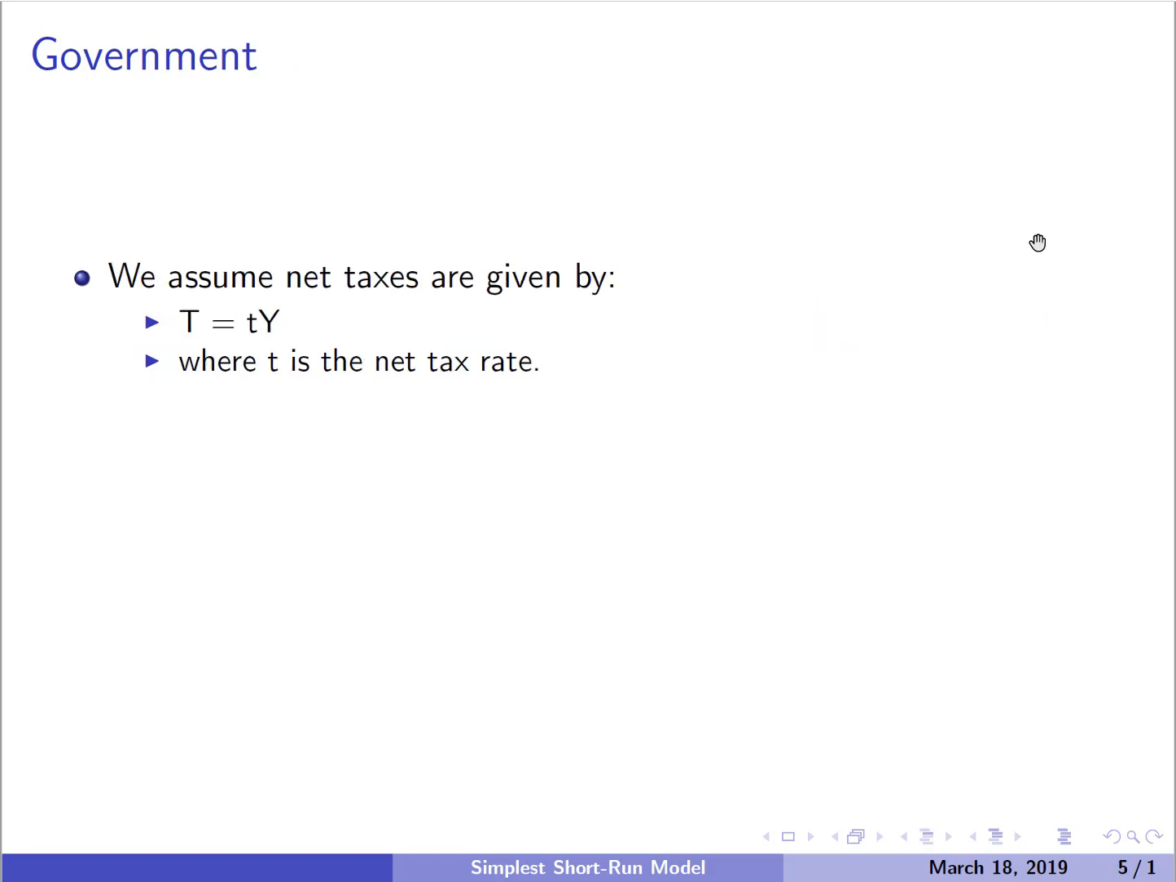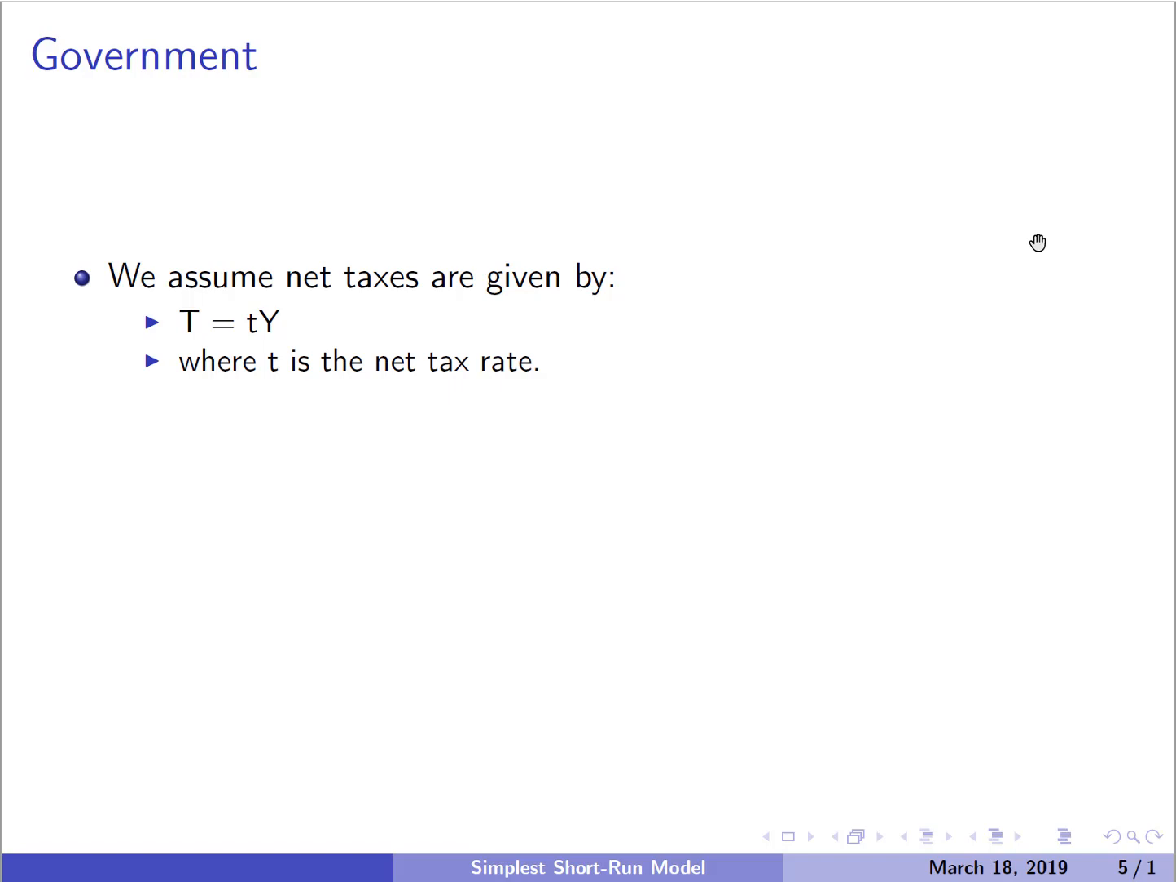Okay, so let's first make an assumption about taxes on this next slide. We're assuming that for net taxes, there's no lump sum taxes, that basically how the taxes are working is they're taking a certain percentage of the national income. So here, capital T equals little t times Y. And little t, or lowercase t, is the net tax rate, I should say. So think of a 10% tax rate as meaning that little t is 0.1.